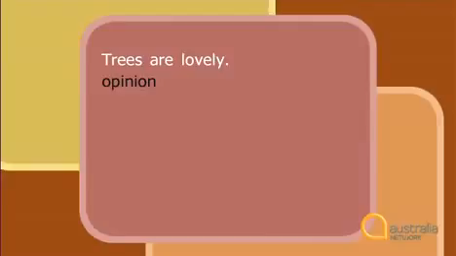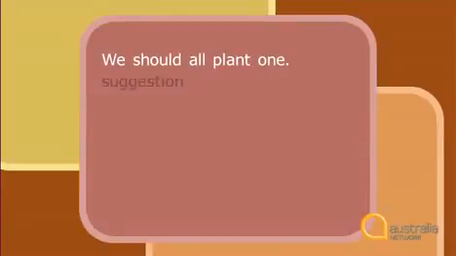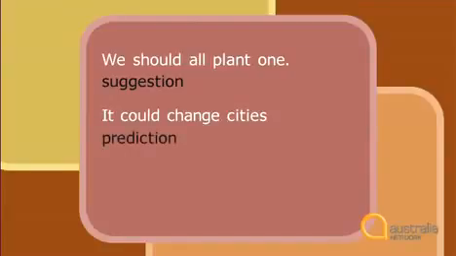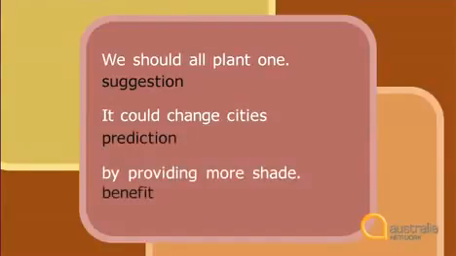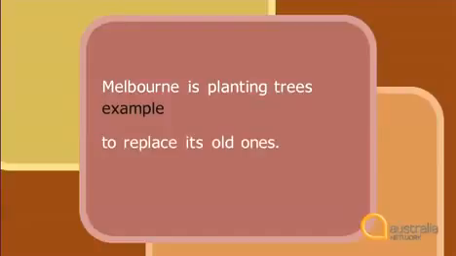So now that we understand the functions of sentences, let's construct an argument paragraph. Trees are lovely. Opinion. They make oxygen. Fact. Which is necessary for life. Benefit. We should all plant one. Suggestion. It could change cities. Prediction. By providing more shade. Benefit. Melbourne is planting trees. Example. To replace its old ones. Reason.